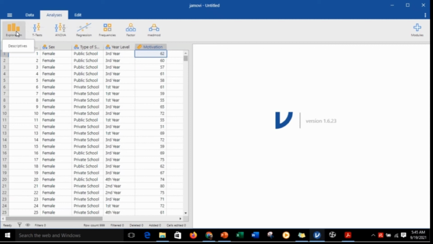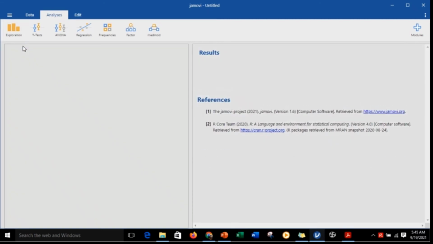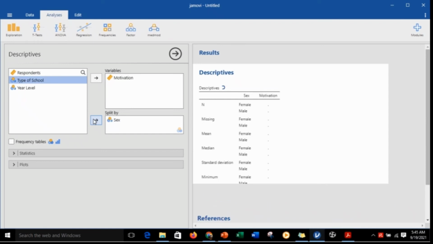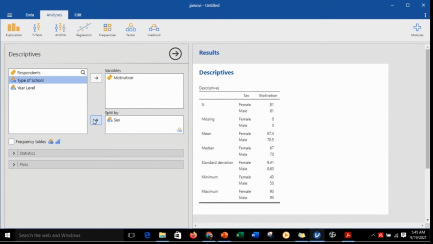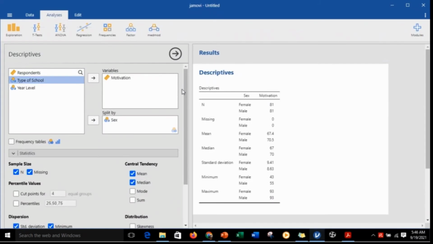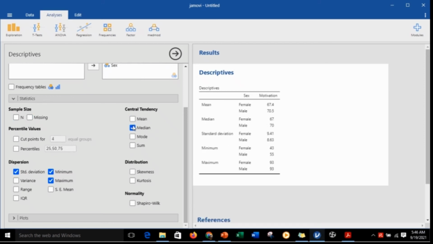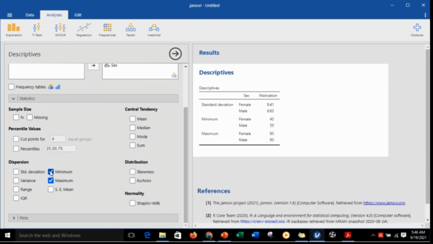Let's start by clicking the exploration and then descriptives. So this is how it looks like. Let us transfer motivation here. And then, for example, you want to split it by sex, male and female. So this is the default that you will see. Let us now click Statistics. So you have noticed some options were already checked, and that's actually the default. I will untick everything first, and we will try to discuss it one by one.